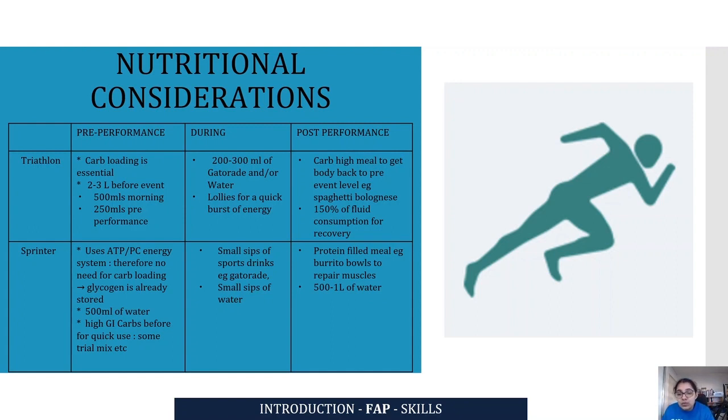So they would have some water, so 500 mils of water, and a high GI carb before the game for quick use. So for example, some trail mix. Now, during the sport, they can take small sips of sports drinks like Gatorade and small sips of water as well. But that one obviously depends on the distance, like a 400 meter, or 800 meter even, that's where you'd probably take a small sip, but generally we don't see that very often, but you can if there is a need to.